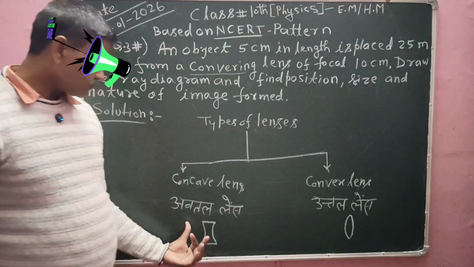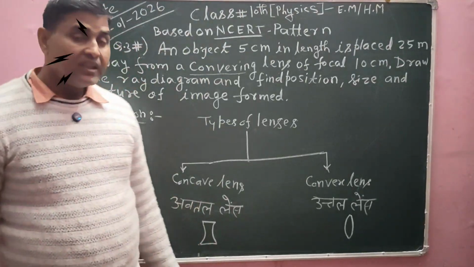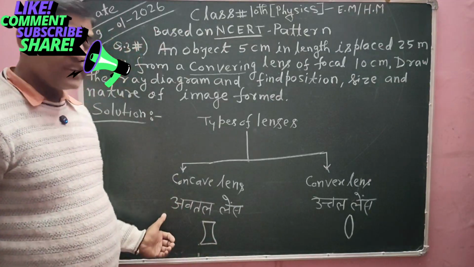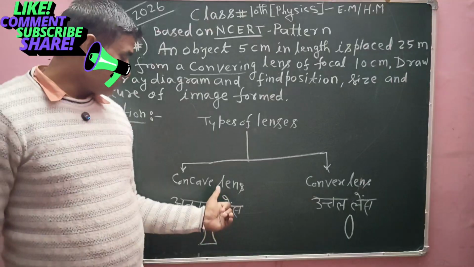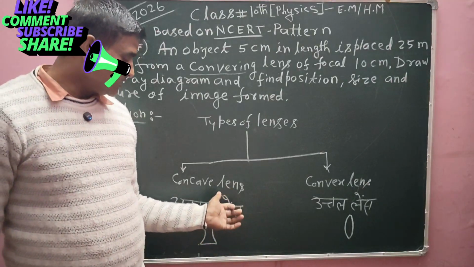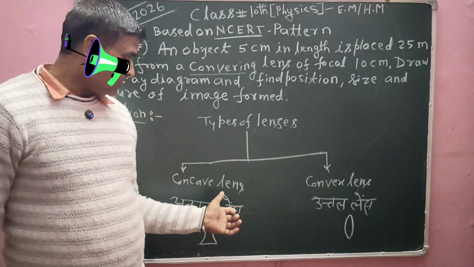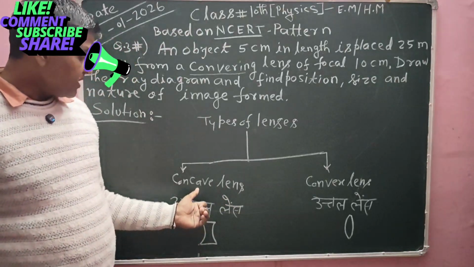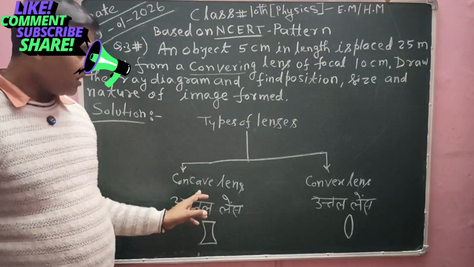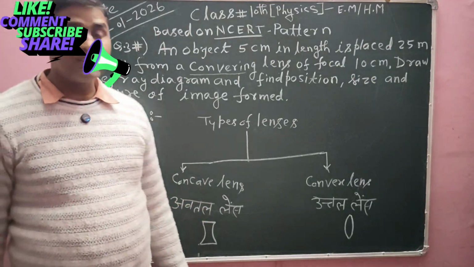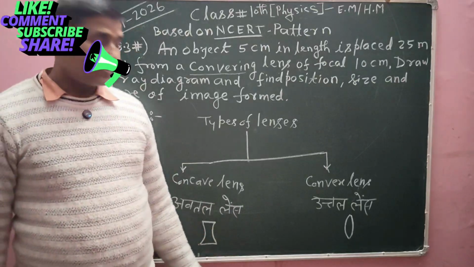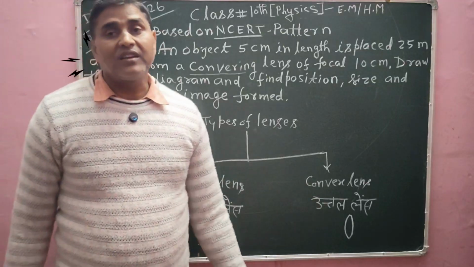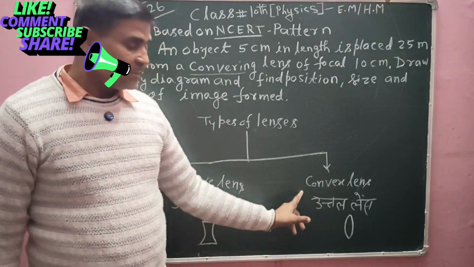But in the concave lens, I will put the object in two locations. One will be at infinity and the other will be near the concave lens. When the object is placed at infinity, I will get its image at the focus of the concave lens. And when the object is nearer to the concave lens, in this case I will get the image between the focus and the optical center of the concave lens. Similarly, I can explain the concept of the convex lens also.